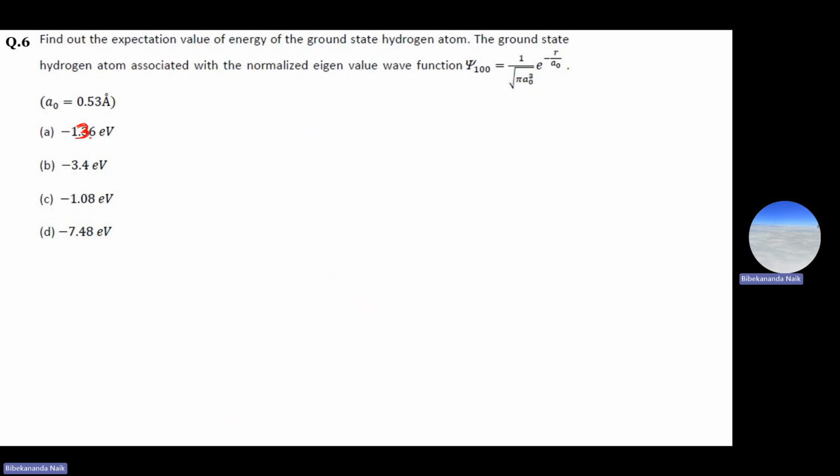It will be minus 13.6 electron volt. This is the correct one; the other is written wrongly. Then option B is minus 3.4 electron volt, 1.08 electron volt, and minus 7.48 electron volt. So we need to find the energy of the ground state of the hydrogen atom. I will give you a few minutes to try this question. Then after some time we will discuss it.